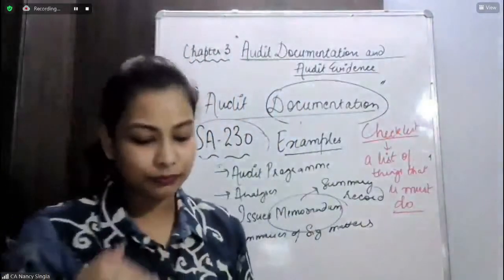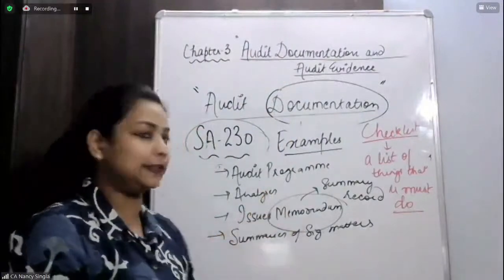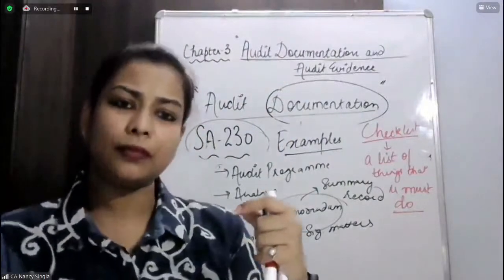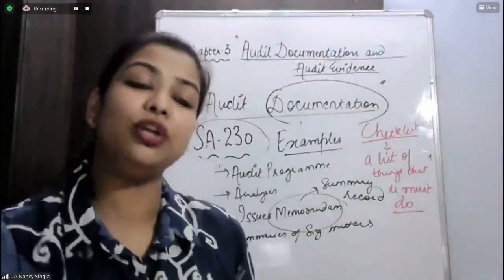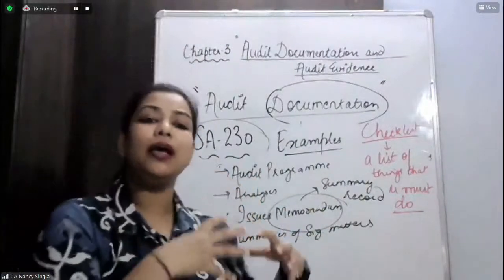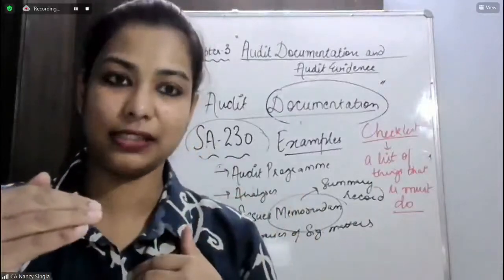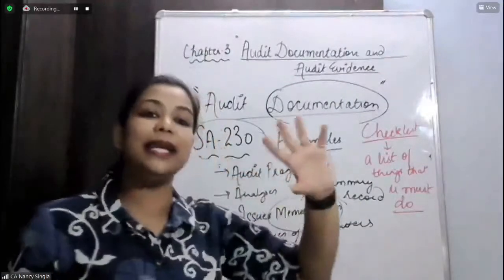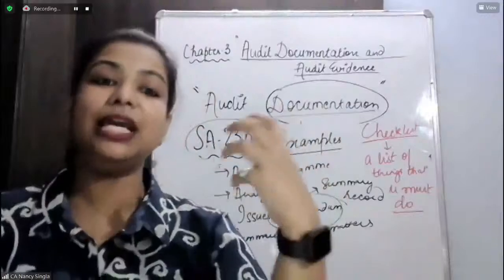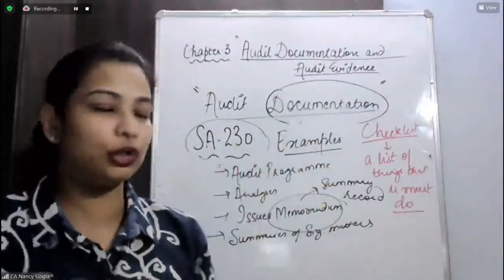So clear? What are the examples? Then another important point is, if you remember, when I was discussing the purpose, I told you that with respect to future audits, some of the documents or records are of continuing significance. So it says that documentation will include the entity's record of any contract, any agreement, that is also your documentation.